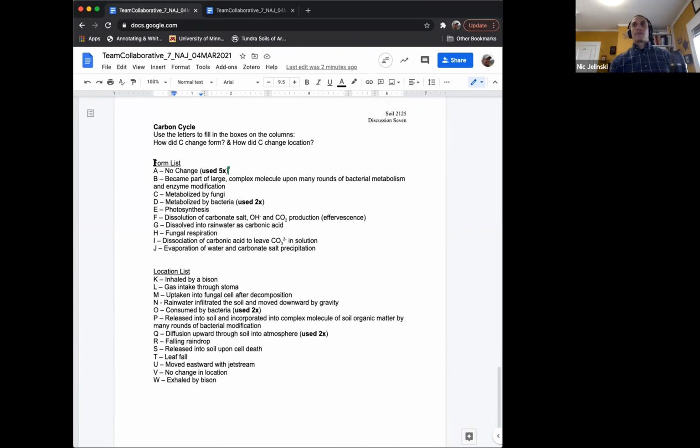And then I also have a form and location list here. The difference with the carbon cycle, because there's fewer arrows, is that some of these are used multiple times. And if they're used multiple times, I actually told you exactly how many times they're used so that you can track and make sure that you're using them the right amount of times. Okay, so Hava will throw us into breakout rooms.